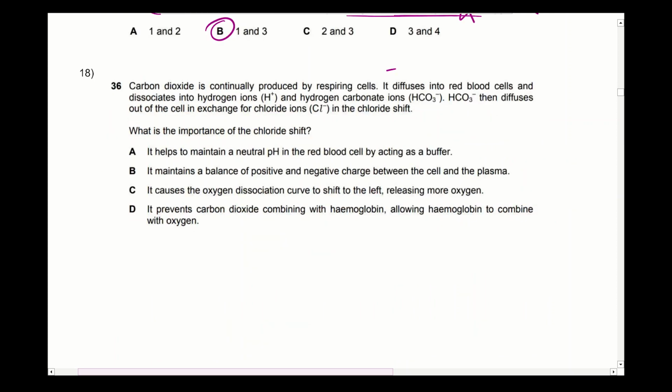Question number 18. Carbon dioxide is continually produced by respiring cells. It diffuses into red blood cells and dissociates into hydrogen ions and hydrogen carbonate ions.